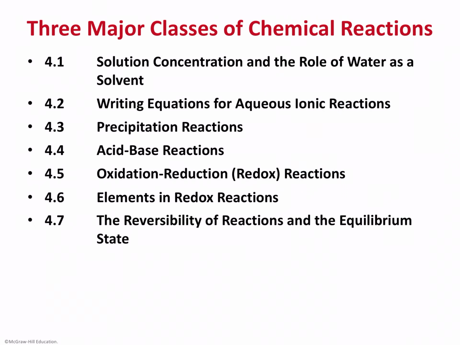Okay, so in chapter 4 we're going to learn about three major classes of chemical reactions. We're going to learn what is the importance of water as a solvent, and we're also going to learn how to write equations for ionic reactions. Also, we're going to learn about precipitation reactions, acid-base reactions, oxidation reduction reactions, we call it as redox, and what are the elements in redox reactions, and reversibility of reactions and the equilibrium state.